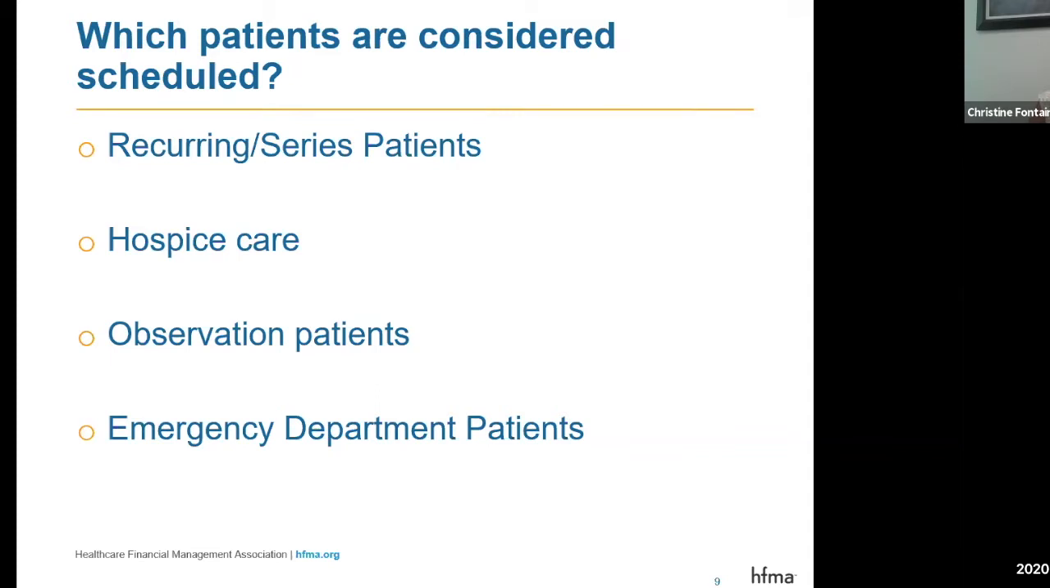Observation patients are normally not scheduled for services. They're usually more emergent types of needs. But patients who receive services where the treatment is ongoing are registered as recurring or series patients and are categorized as scheduled. Services for scheduled patients are typically high dollar and require significant pre-processing to ensure appropriate reimbursement and significant resource coordination. Good job there, guys.